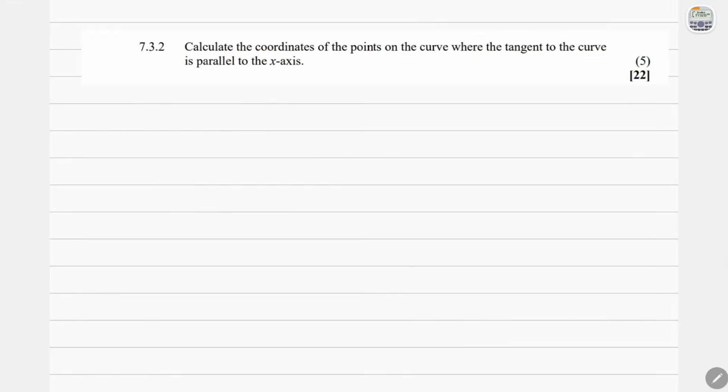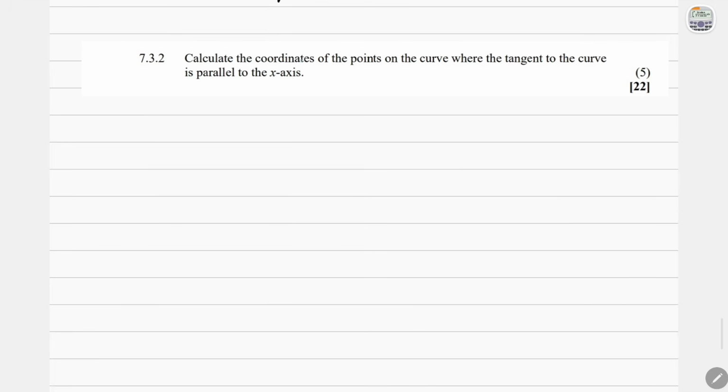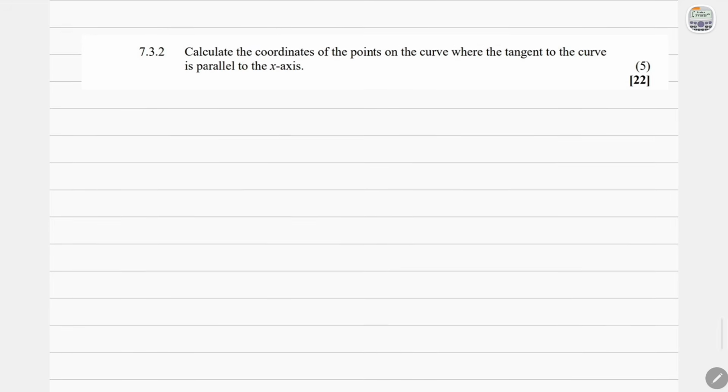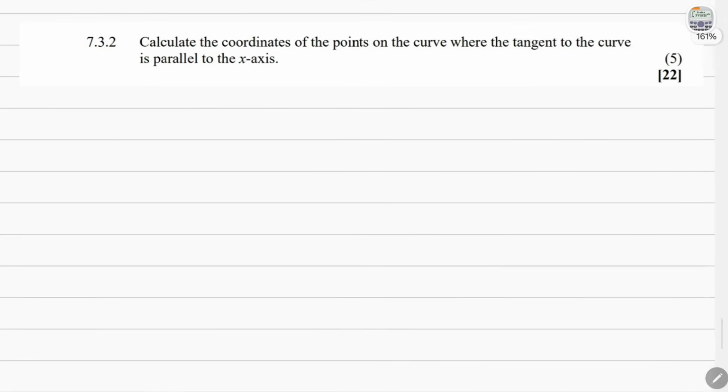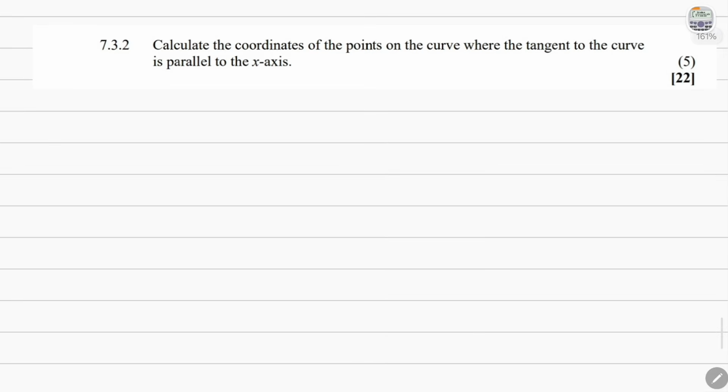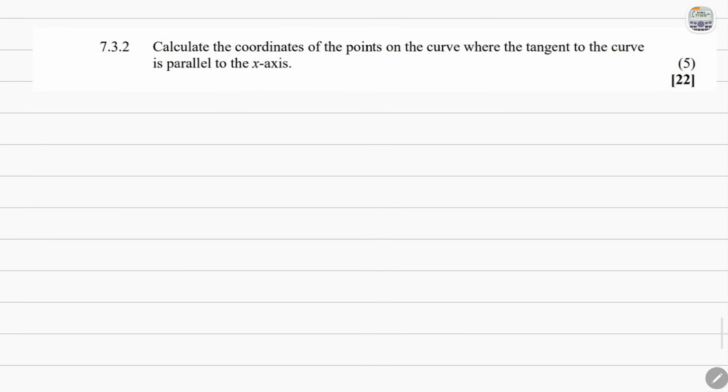Question 7.3.2 says, calculate the coordinates of the points on the curve where the tangent to the curve is parallel to the x-axis. Okay, so this is one of those long journeys to a simple answer. The whole thing about this is just in the wording of how they phrased it. So let's think about what they're referring to.